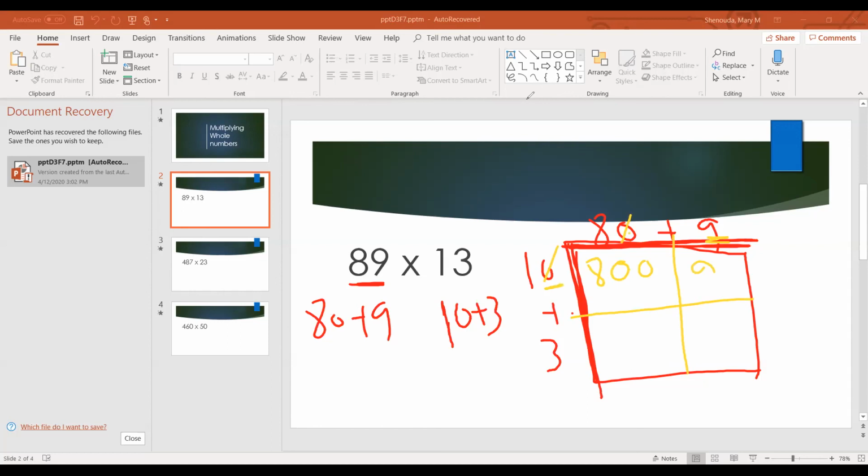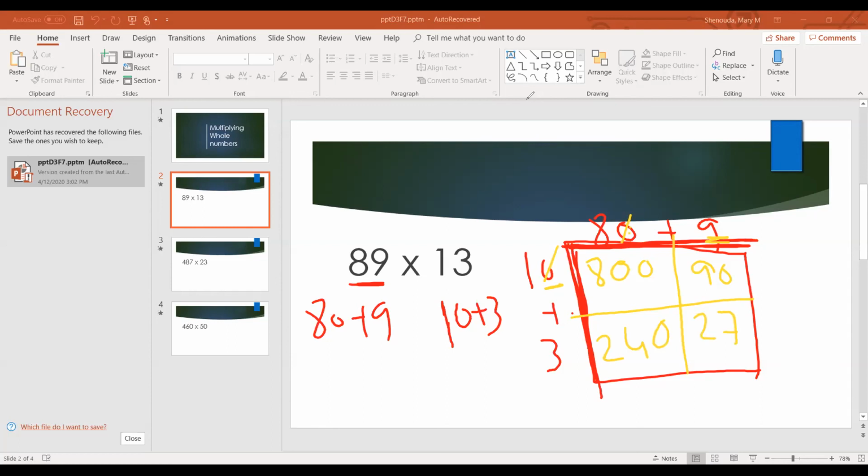Now, I'm going to multiply 9 times 10. 9 times 10 is 90. For this section, I have 80 times 3. I'll take off the 0 in the 80, just multiply 8 times 3, which is 24, and then add the 0 later on. So that will give me 240. Last but not least, we have 3 times 9, which is 27. To find the answer using partial products, all you have to do is add up all the numbers in the boxes, so all the yellow numbers in this case.